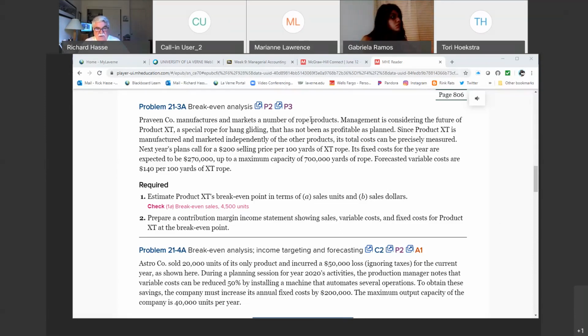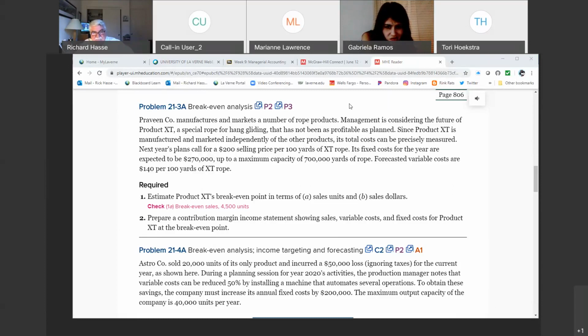Let's see. Tori, tell me how you computed the break-even point in sales units. Uh, so I'm still working on it. I hate to disappoint you. Because I'm at the trying to figure out the margin ratio. Well, no, that's for dollars. How much for units? Oh, units. Oh, okay. Sorry. That I did.